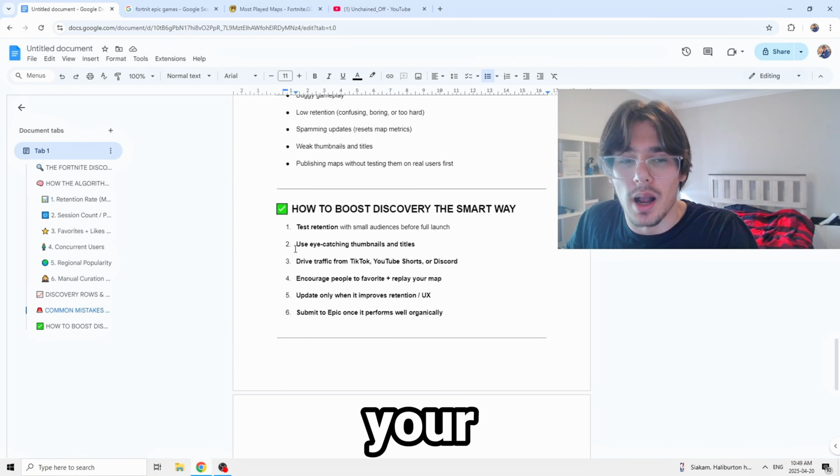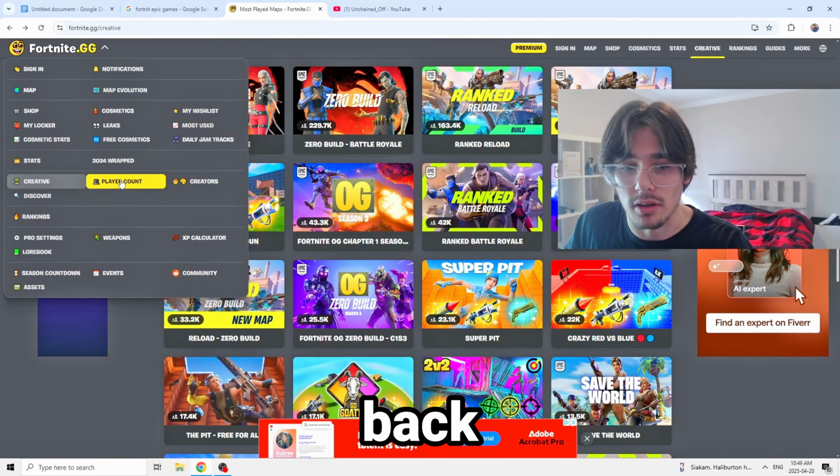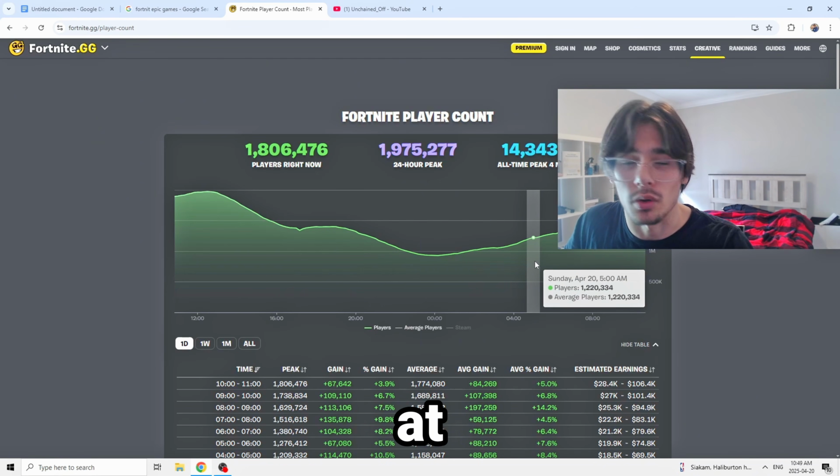So here's how to actually boost your maps into the discovery. Test retention, okay? What are the actual metrics that you're seeing inside of the maps? If we go back to the player count, what is your retention on your maps looking at? Only you can see this, okay?